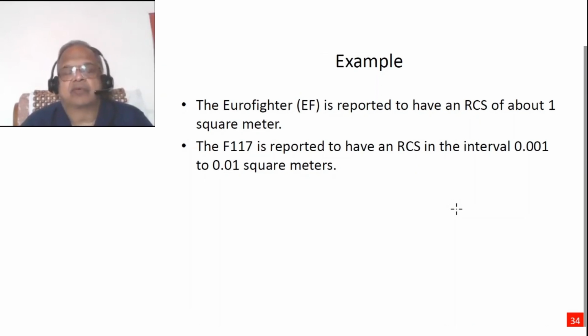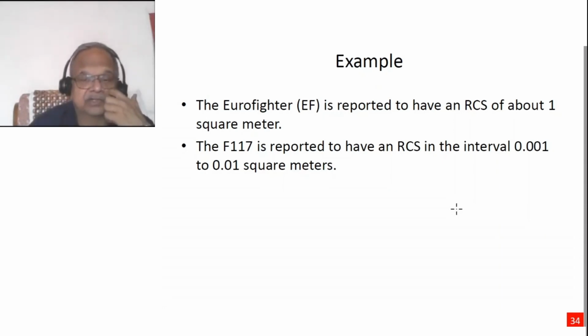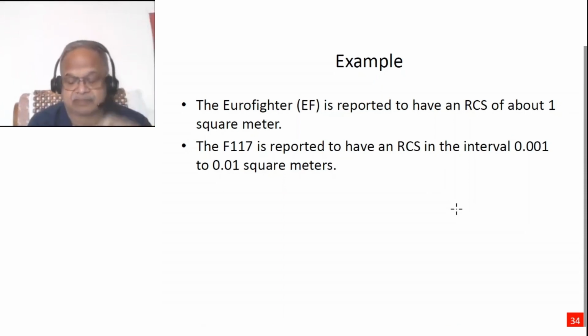Just an example of what has been achieved. For example, the traditional Eurofighter, an older design, is supposed to have an RCS of about 1 square meter. Whereas the F117, with all the modifications we suggested implemented, is reported to have an RCS in the interval 0.001 to 0.01, so 1000 to 100 times smaller than the Eurofighter's. And as I pointed out, this can reduce the detection range of the opposing or enemy radar quite significantly, but it comes at a very heavy price in terms of cost and production.